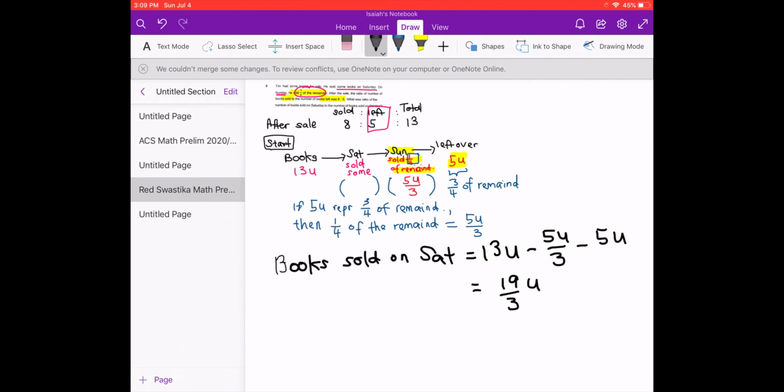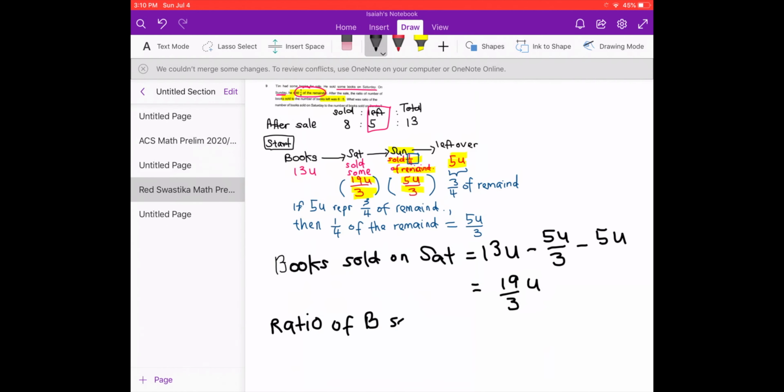So for Saturday, let us put the figure into the diagram. This here will be 19u over 3. Now let us go back to answering the question. The question asks for the ratio of books sold on Saturday to Sunday. So what will it be? It's easy from now, since we have the numbers for both Saturday and Sunday. These are the two numbers that we have in terms of u.